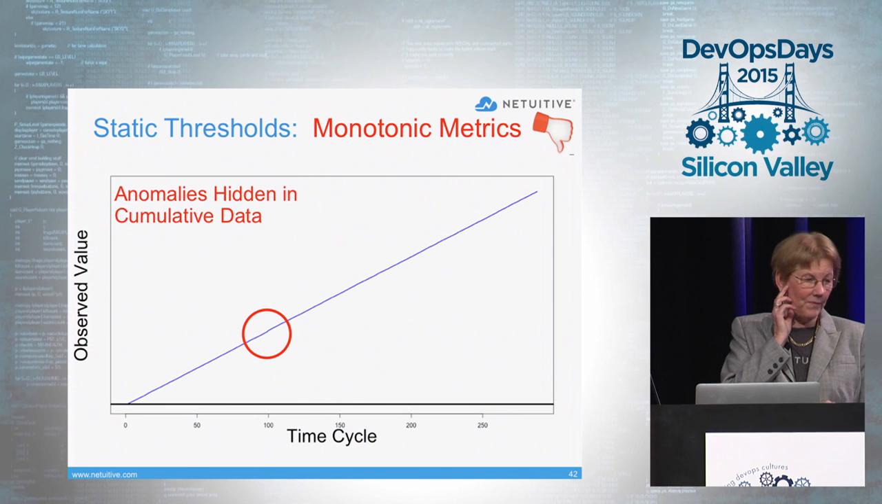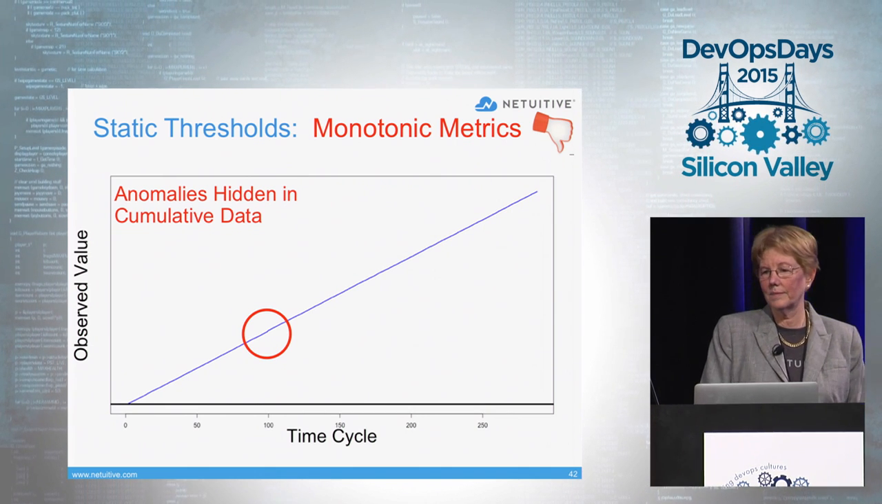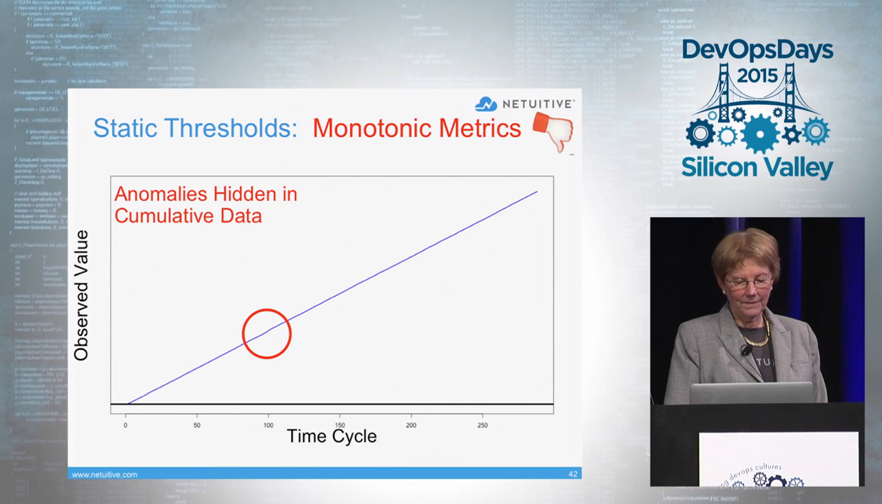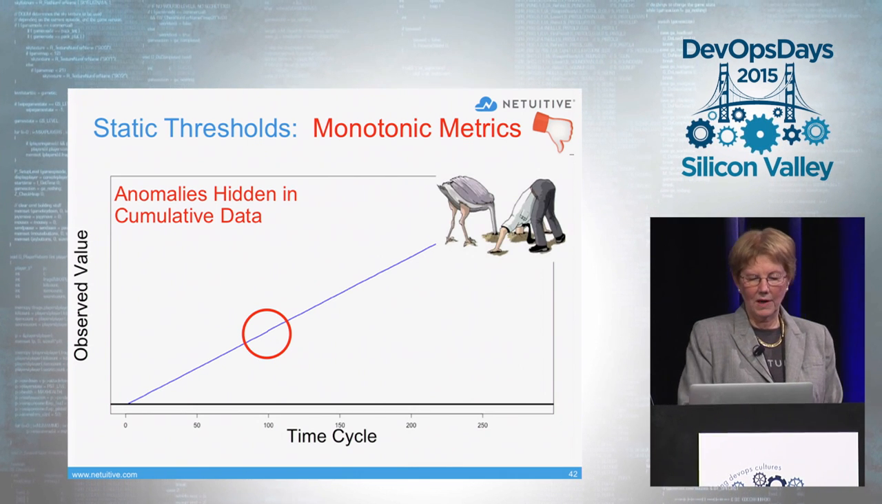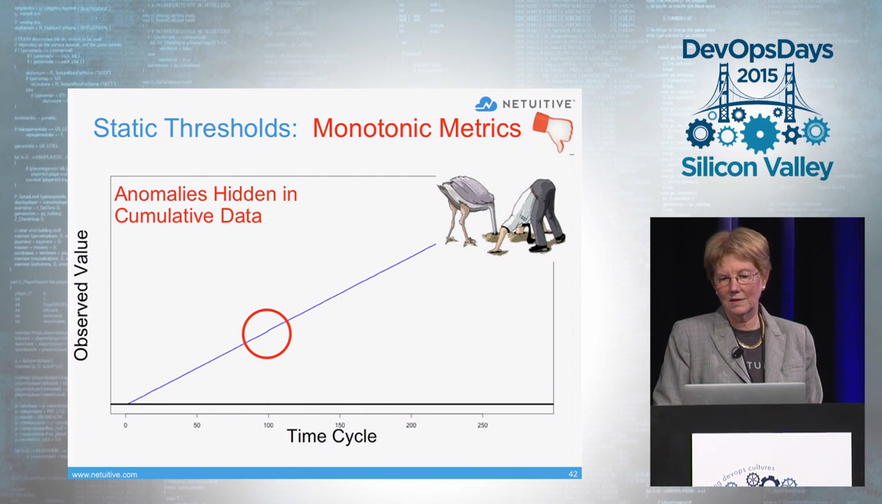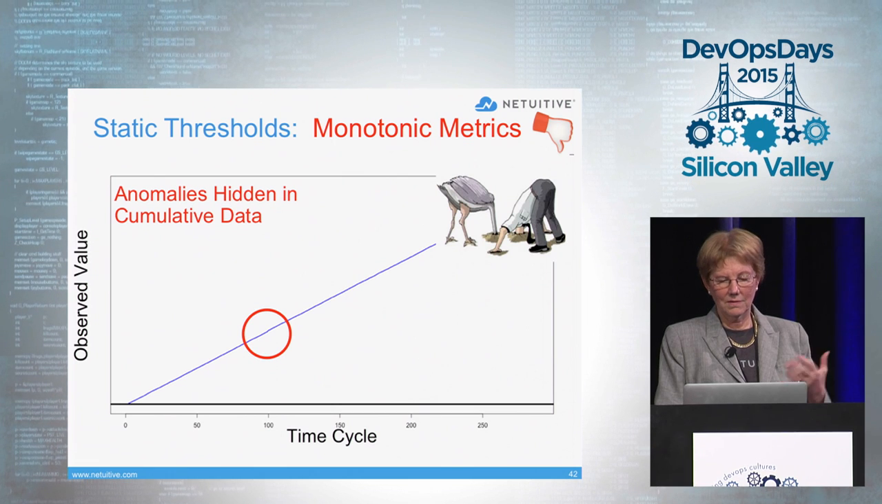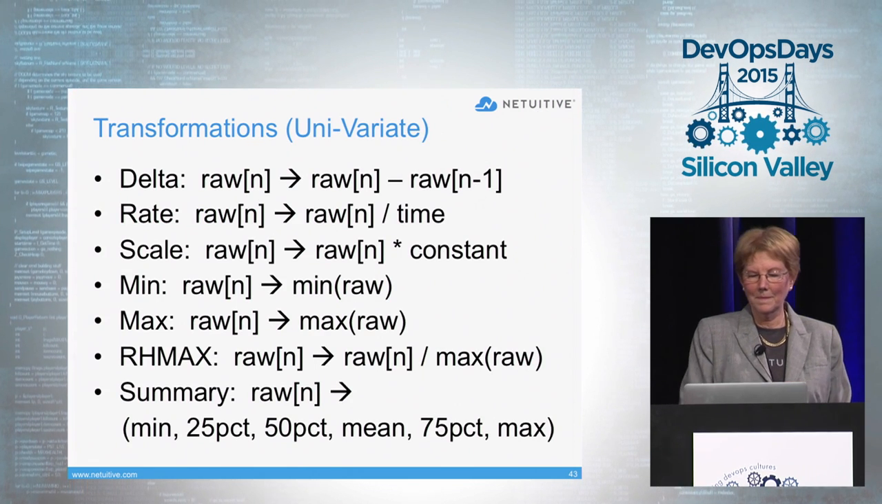This is the monotonic metric that I showed you before, and a threshold is just not going to work here. So what do you do about that? Well, we'll talk about some strategies later. But right now, basically what you end up with is the head in the sand effect, where you're missing a real anomaly.